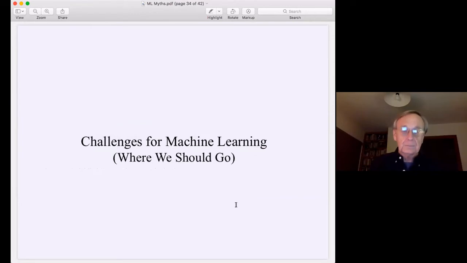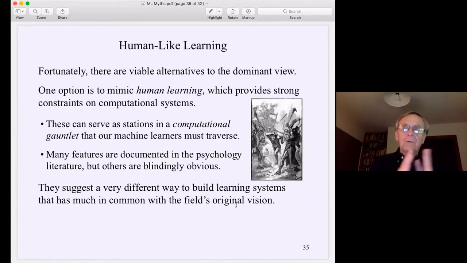Okay, so where should we go from here? Well, you won't be too surprised to hear some of these things, but maybe the details will. There are alternatives. In fact, if we go back to the early days of machine learning, we'll find plenty of examples of them. One option is to try and mimic or reproduce aspects of human learning. If we do that, then we'll get lots of strong constraints on how to build computer learning systems. In fact, we can use those constraints as the stations in a computational gauntlet. This is where you have to run through some warriors who are trying to bash your head in. If you make it through, you get to join the club, right? You've succeeded. But if you don't, then you don't.